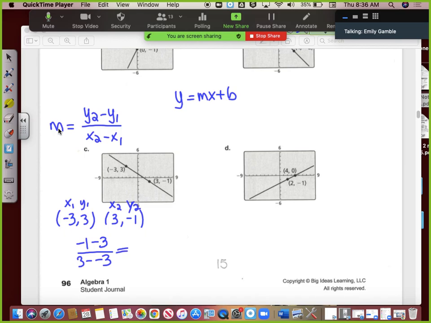Then we simplify these two little subtraction problems, and our answer will then be a fraction. Negative 1 minus 3 is negative 4. 3 minus negative 3 is really 3 plus 3, which is 6. And since negative 4 over 6 can be simplified, you're going to want to do that. We can divide this by 2 and this by 2. This simplifies to be negative 2/3. So the slope of my equation is negative 2/3.